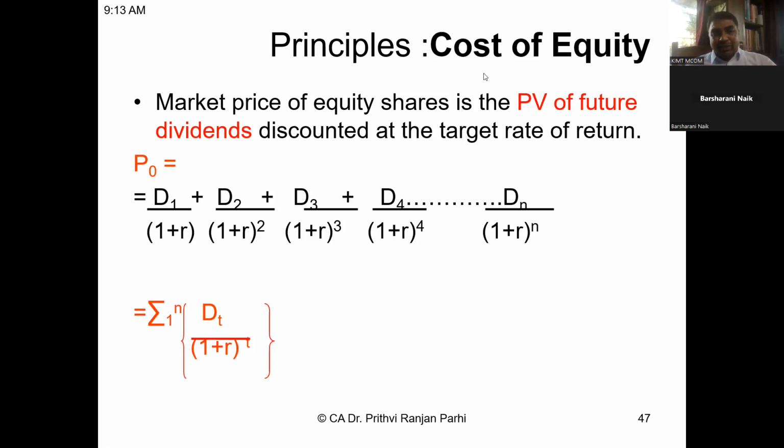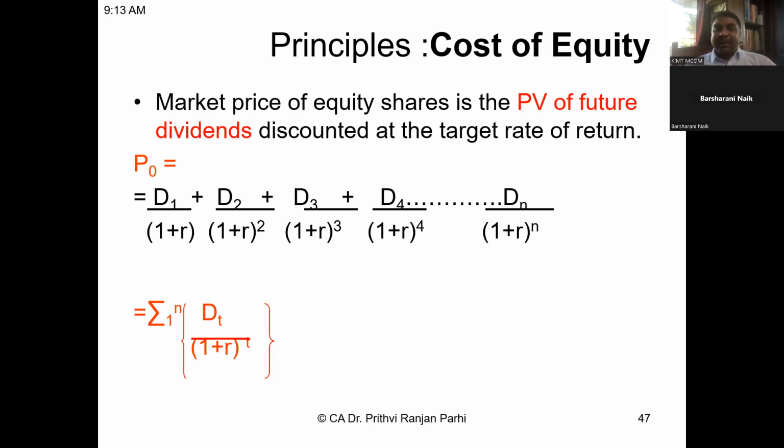So it says the price of an equity share depends on the dividends. D1, D2, D3 are the dividends in future years. For example, D1 means the dividend at the end of year 1. Suppose you are investing, after 1 year, how much dividend you will be getting, that is D1.